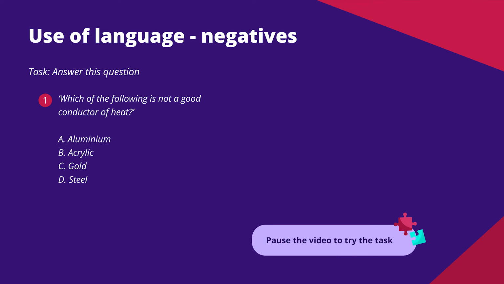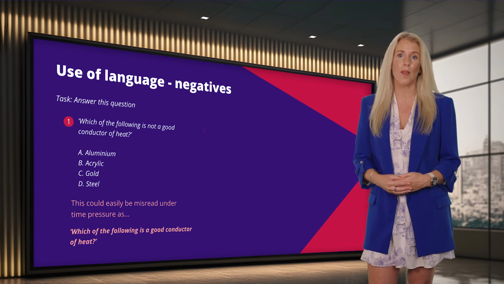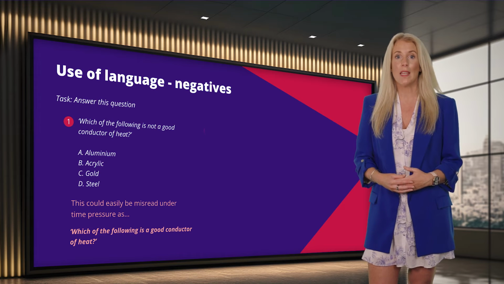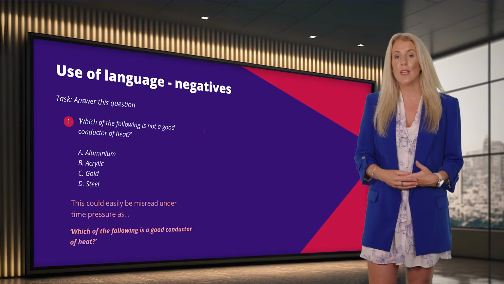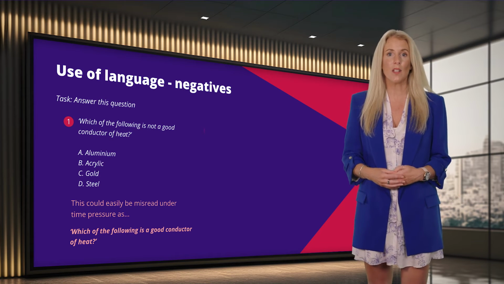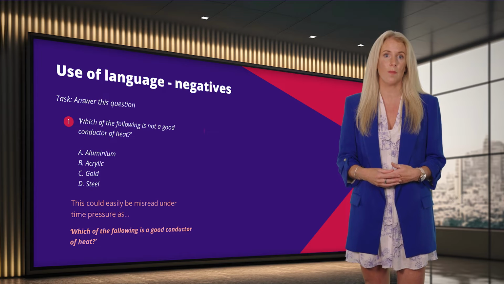Did you pick A? Sometimes when we read a question really quickly and under time pressure, we tend to skim read the information, and it would be easy to miss the "not" in this question. You might read "conductor" and "heat" and jump to a quick answer, especially in a multiple choice question where there are many to answer in a short space of time.